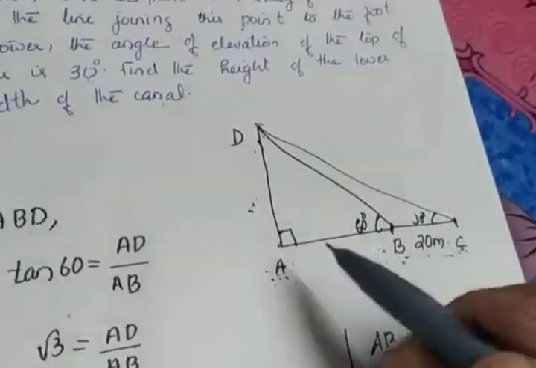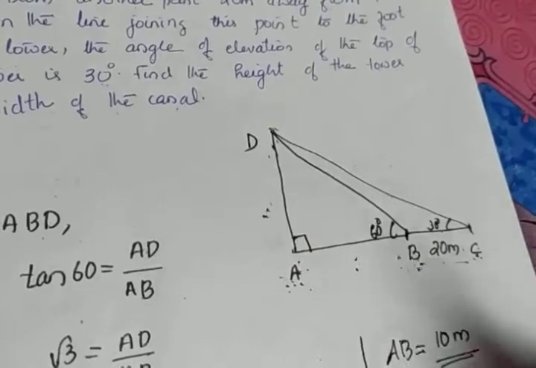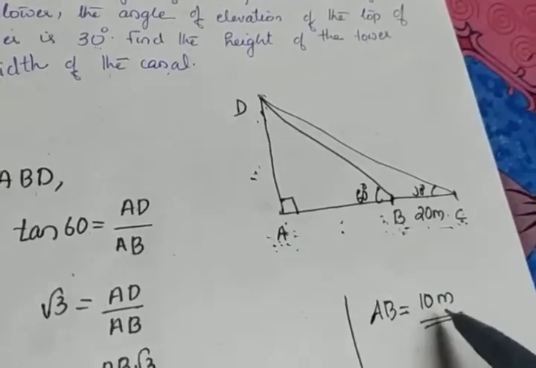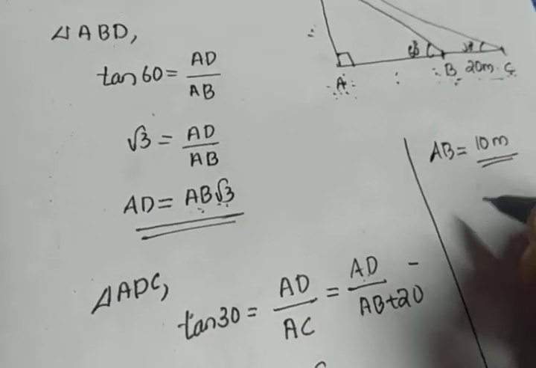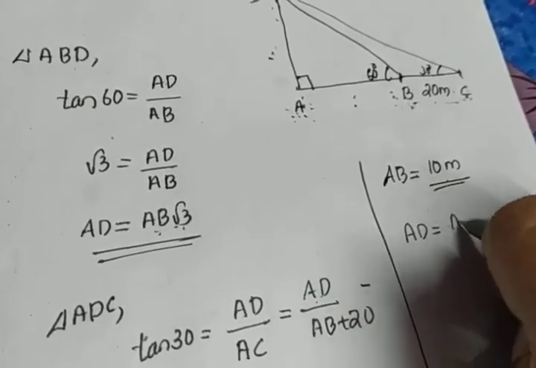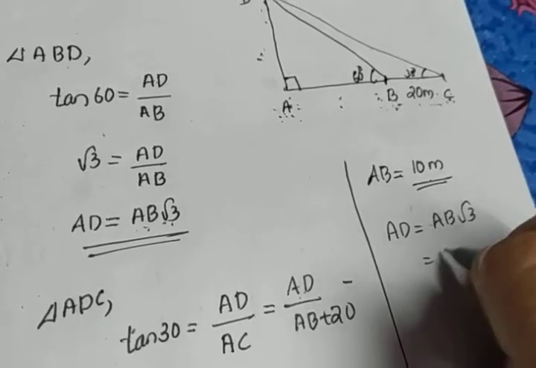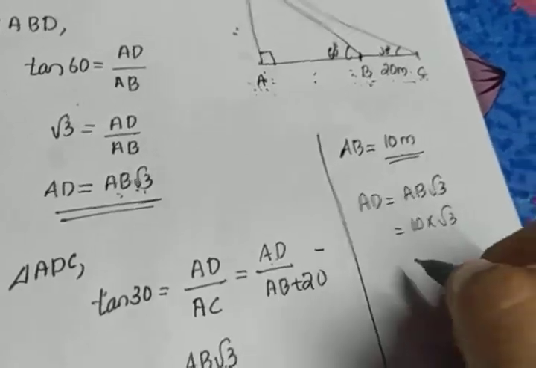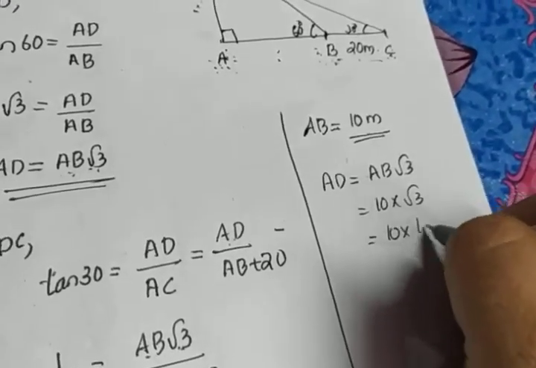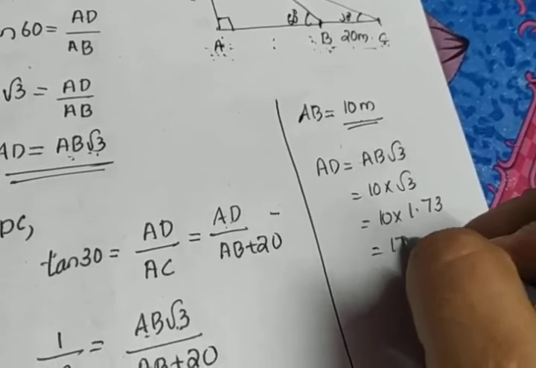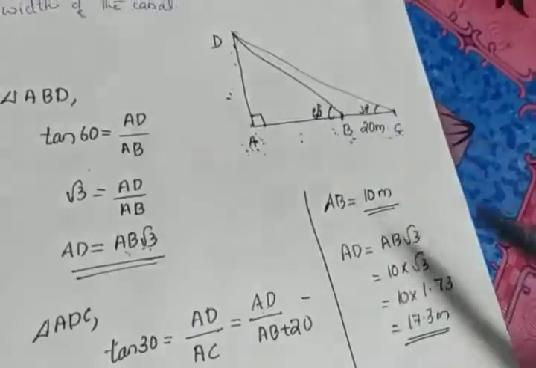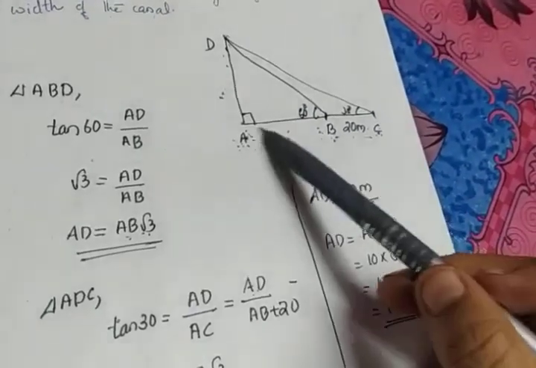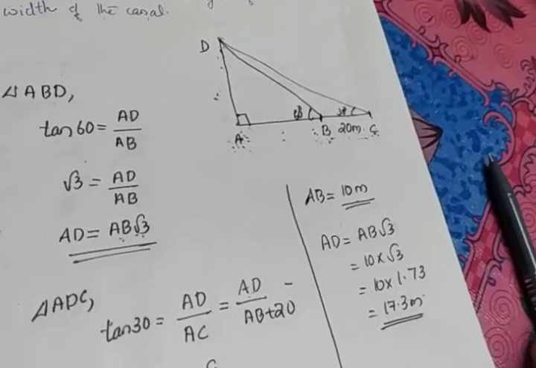What is AB? It is the height of the TV tower. Sorry, width of the canal, 10 meter. Okay, again we need AD. What is AD? AD is AB root 3. AD is equal to AB into root 3. That is 10 into root 3. Root 3 is 1.73. So we are getting the value as 17.3 meters. So we are getting height of the tower as 17.3 meters and width of the canal as 10 meters. Okay, so this is the figure. Keep this figure in your mind.